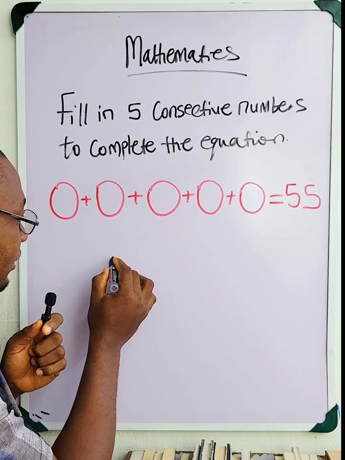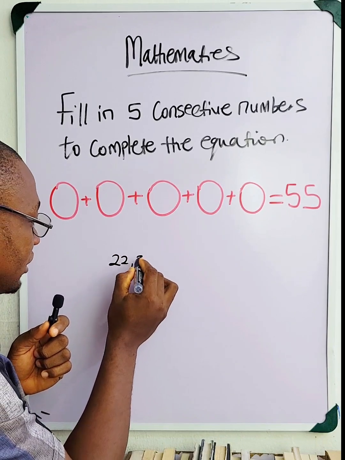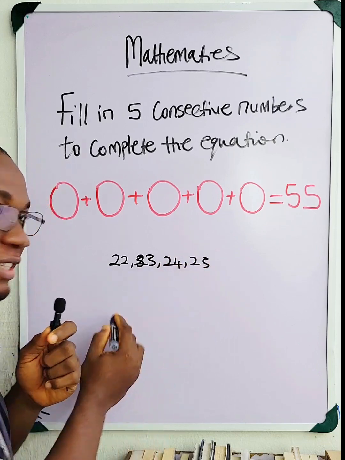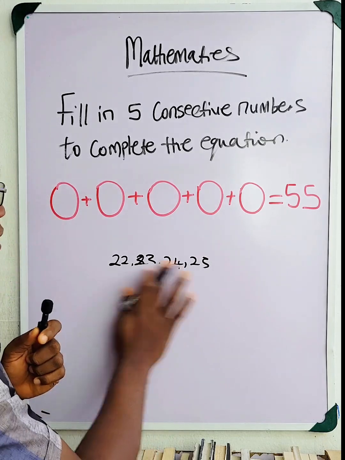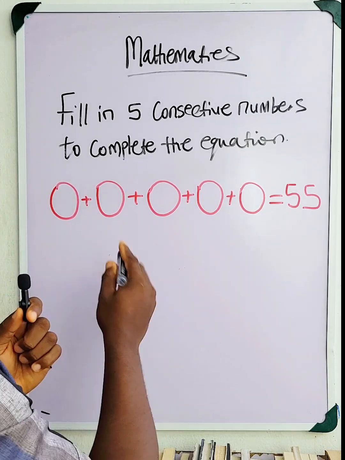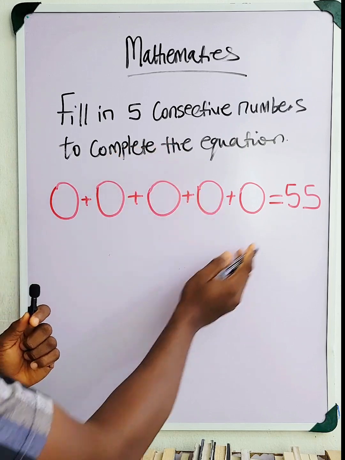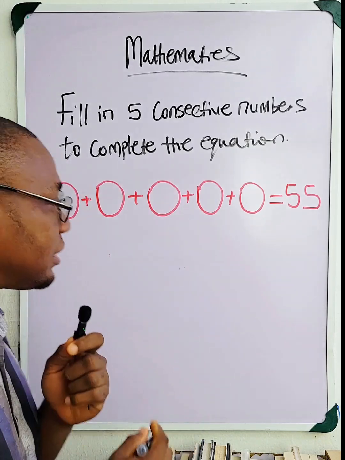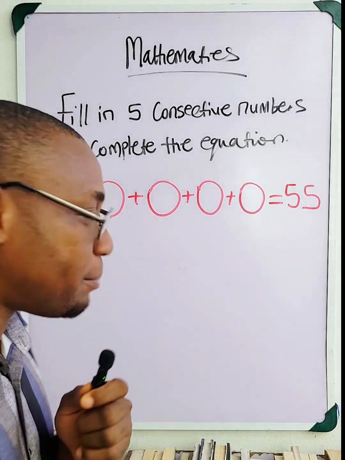Consecutive numbers like 22, 23, 24, 25. This is what is called consecutive numbers. All right. Now, this is 5 set of numbers giving 55, and we are told they are consecutive numbers. Let me show you how to find patterns.